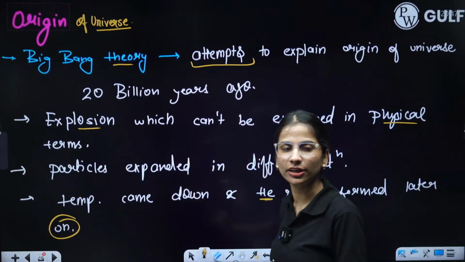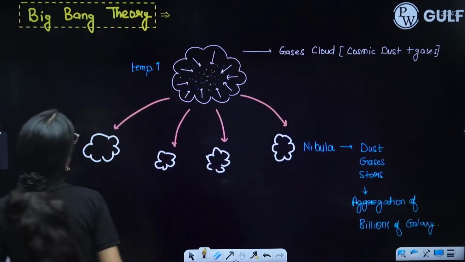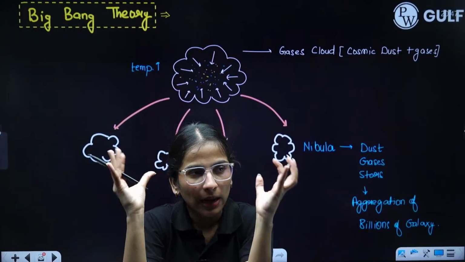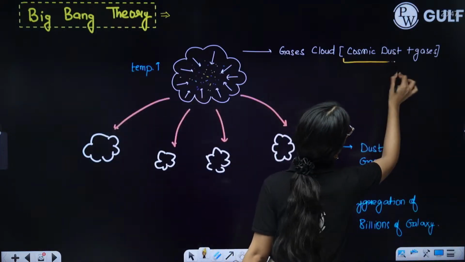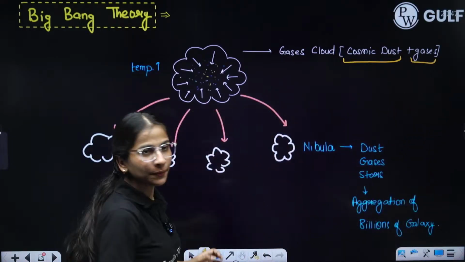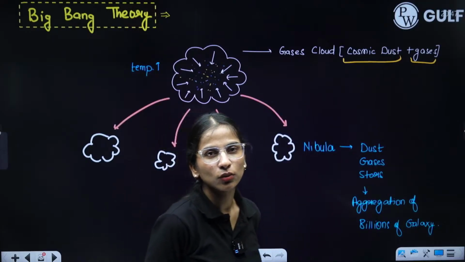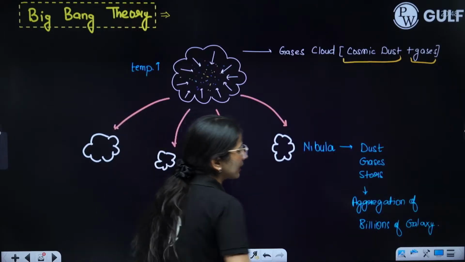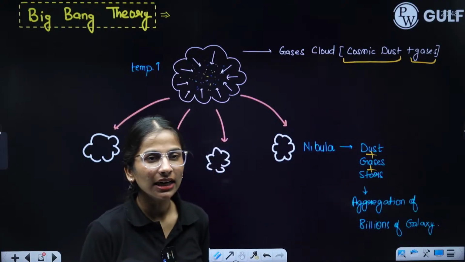This particular line is clearly written in your NCERT, that after the explosion the temperature was coming down, helium and hydrogen also formed. After that, what happened? This huge gas cloud started coming together and forming our earth. The gas cloud, or we also call it cosmic dust, has dust particles plus gases. It was coming together to form a nebula. A nebula is what? Dust, gases, and apart from that it also has different elements. Okay, stars. So a nebula is dust plus gases plus stars.